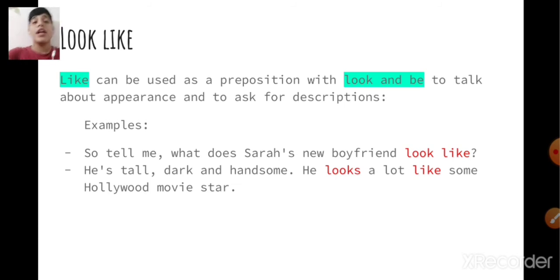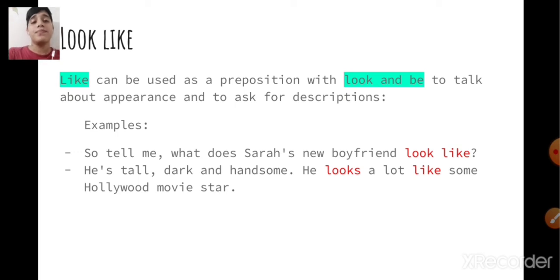Now, guys, we have look like. This is interesting because it's different from like. Let's see in which way this is gonna be different. So we use like, okay, one more time. This can be used as a preposition with look and be. Okay, remember that we have look like and be like. But how? We use it to talk about appearance and to ask for description. So we use look like, guys, to talk about appearance.